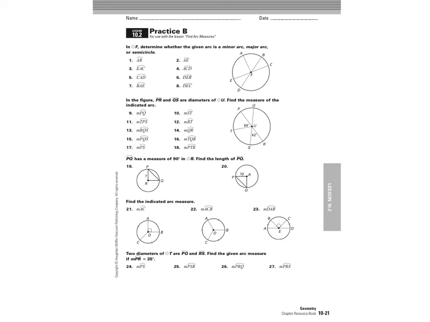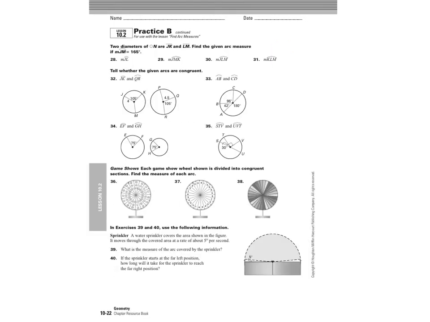So here are the answers to the study guide, and here is the practice B that we did for homework. So again, here, 1 through 8, that would be a perfect example of classifying, either naming it as a major arc, minor arc, or semicircle. And then 9 through 18, this is where we're actually getting the measure. So all questions like that. These are all good examples on this first page. That was page one of 10-2B.